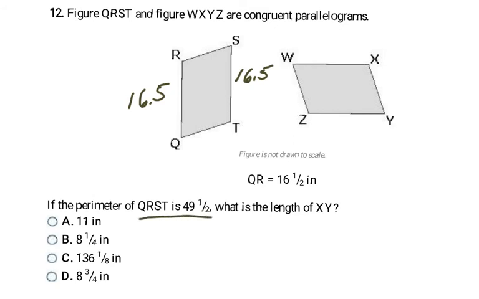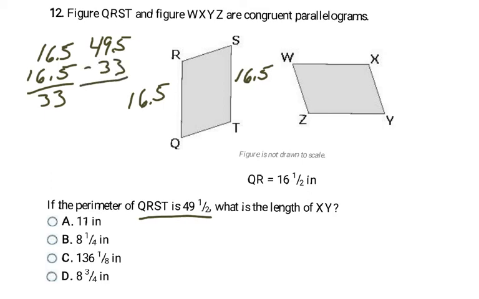So I already have 16.5 and a 16.5 accounted for in that. So I'm going to add those up. And that equals 33. So then I can go ahead and subtract that from the total perimeter to see what's left over. And when I do that subtraction, I'm left with 16.5. So that means I have 16.5 to split evenly amongst these two sides. So half of 16.5 is 8.25. So that means each of these sides is 8.25.